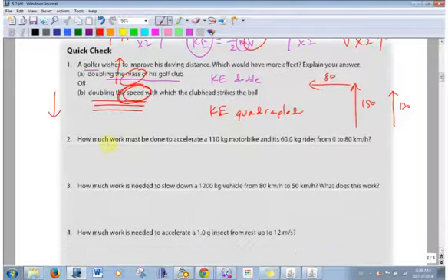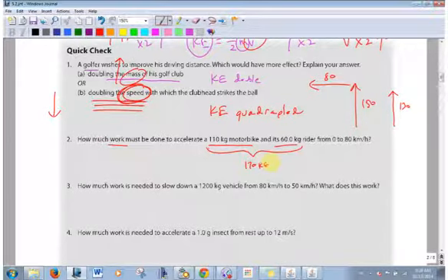How much work must be done to accelerate a 100-kilogram motorbike and its 60-kilogram rider? Well, these are joined, aren't they? I would hope so, unless you get in an accident. So let's just call that 170 kilograms. Is that the unit you want mass in?